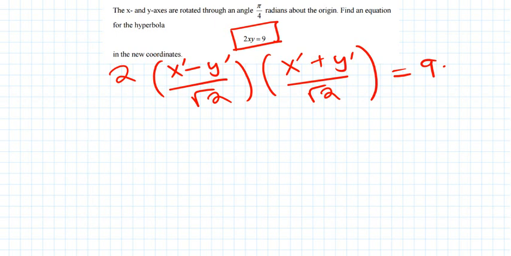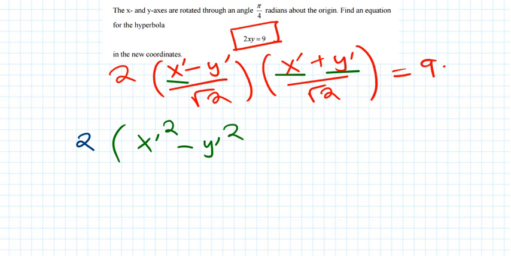Okay, so don't forget about the 2, which is outside. So let's just multiply what is inside the brackets. x prime multiplied by x prime would be x prime squared, right? So x prime squared, and then minus y prime times that. So this is actually a difference of two squares, so it's just going to be x prime squared and y prime squared. So the middle part is going to subtract.